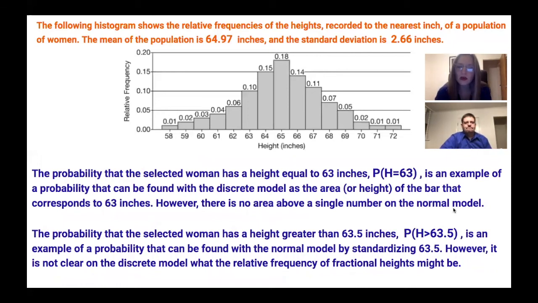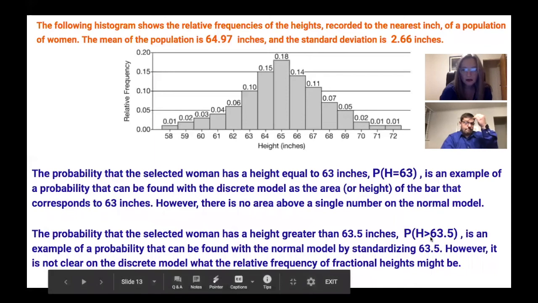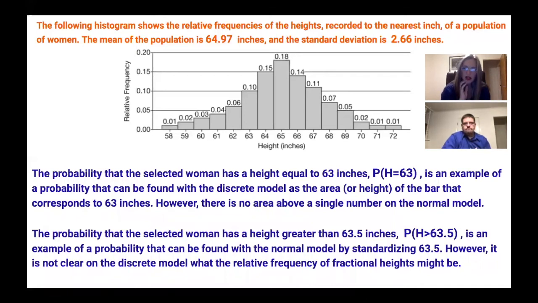Just really quick, the probability that a selected woman has a height equal to 63 inches is an example of a probability that can be found on a discrete model, like the height of a bar. However, there's no area of a single number on the curve. So you don't really want to use normal PDF, a function in your calculator that looks at a point distribution, because of that continuous concept. You're always going to be looking for ranges of values on your calculator. Depending on what you're looking for, a discrete model is sometimes better and a continuous model is sometimes better.